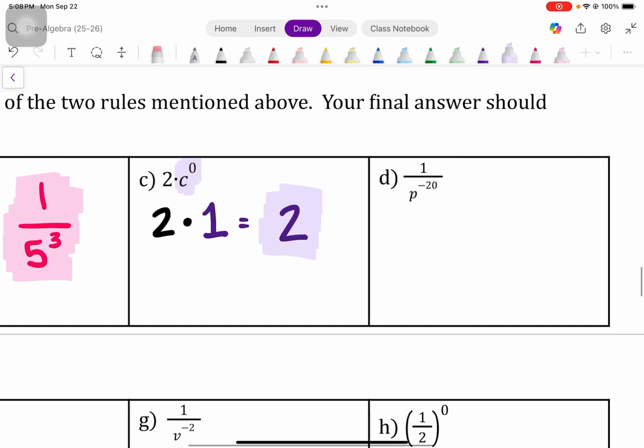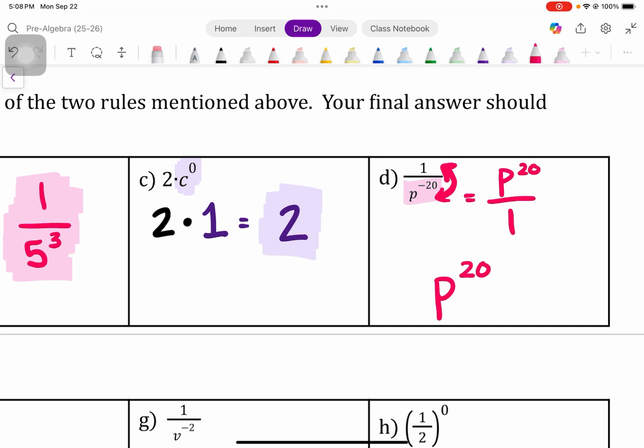Letter D, I notice that I have a negative exponent, so we're not allowed to have that. It is sad. Remember that negative sign just means wrong. I'm in the wrong spot. So we need to move that negative exponent to the numerator by just flipping our fraction. So what we really have is p to the 20th over 1, which is really just p to the 20th. We don't need to see that it's over 1. It is just p to the 20, because anything divided by 1 is itself.